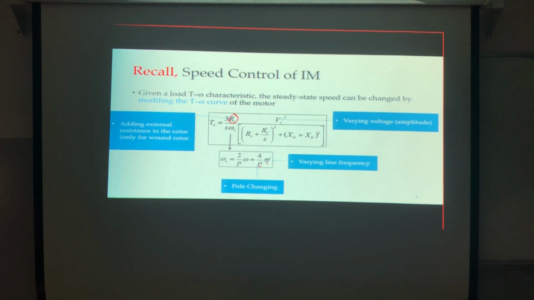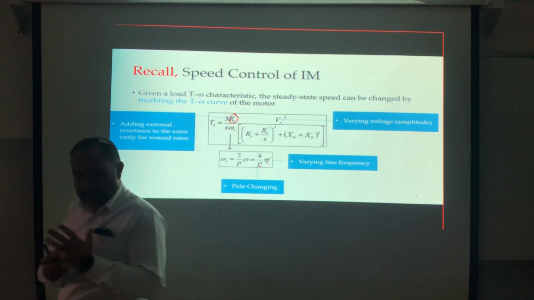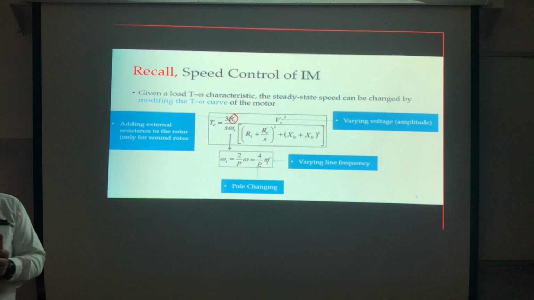So simply here, either I'm modifying the machine by changing the number of the poles, and this is not an option for a commercial machine, which means that you cannot find a commercial, industry machine that will allow you to change the number of the poles. It's not easy. You need to reconfigure the windings in order to change the number of the poles. The second one is varying the line frequency. How can we vary the frequency?